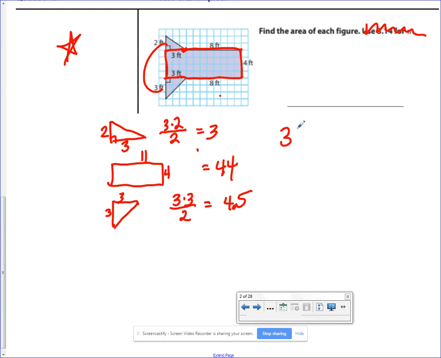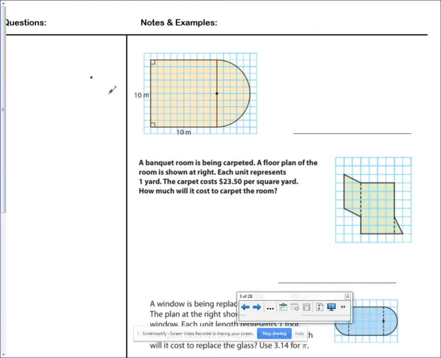So let's add these guys up. My unit is in square feet. And when you add those up, you should get 51.5. Boom. Let's go. Next example.